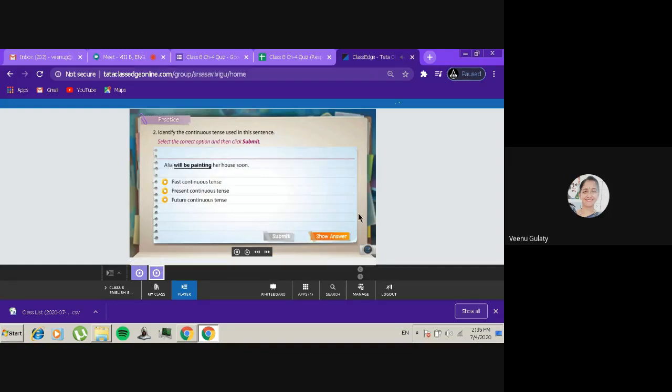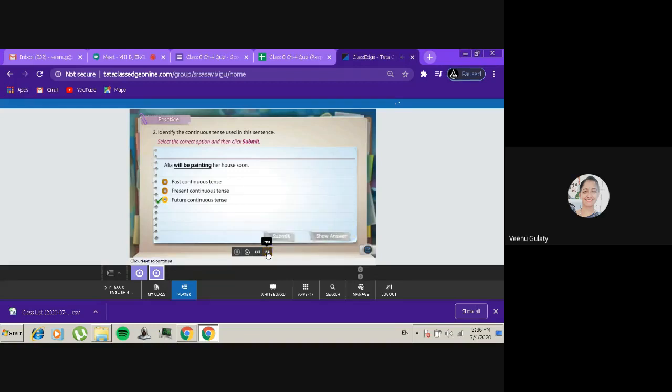Identify the continuous tense used in this sentence. Select the correct option and then click submit. Okay, what's the name? Ma'am, Tanisha. Okay, Tanisha, try. Ma'am, future continuous. Yes, obviously this is future continuous. Good, Tanisha. Excellent.